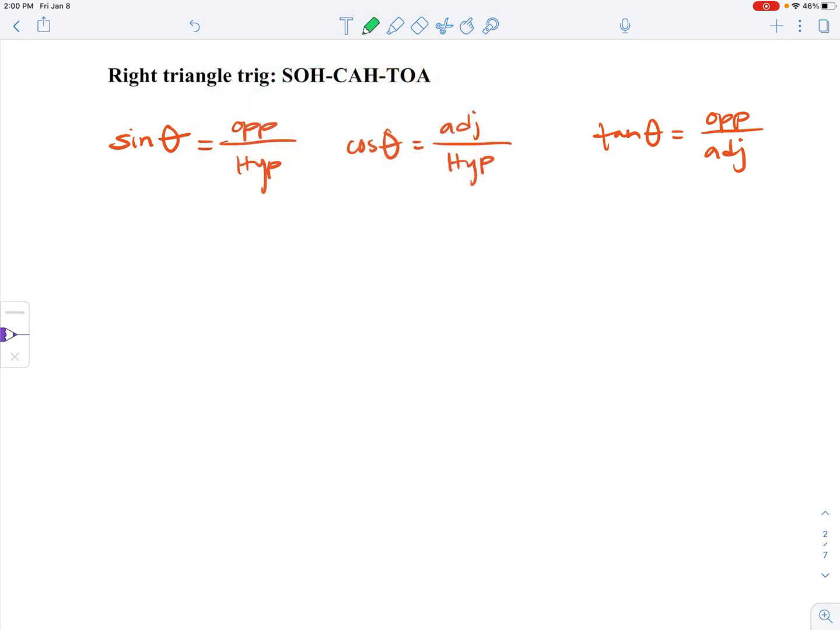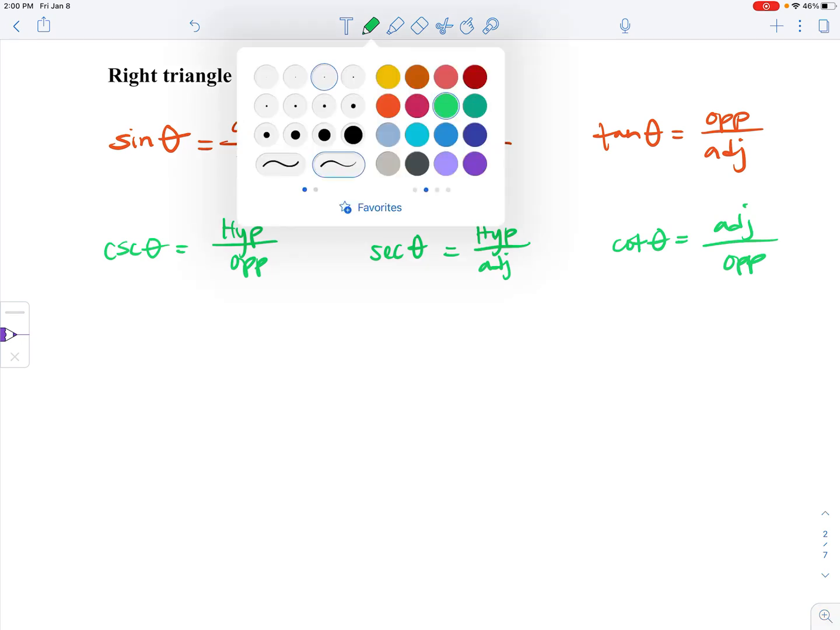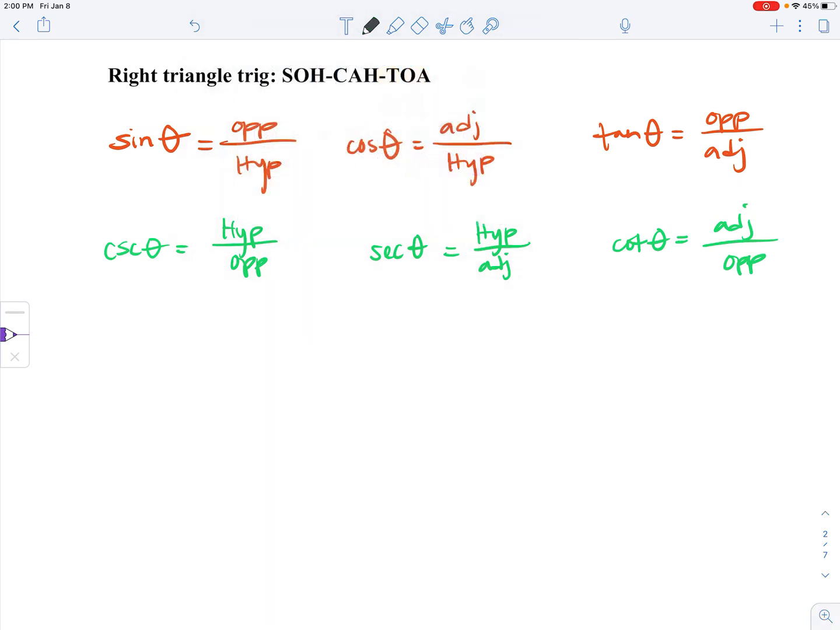Okay, and then the reciprocal ones. Since cosecant is the reciprocal of sine, it would be equal to the hypotenuse over the opposite side. Secant is the reciprocal of cosine, so that would be hypotenuse over adjacent. And cotangent of theta is the reciprocal of tangent, so that would be equal to adjacent over opposite.